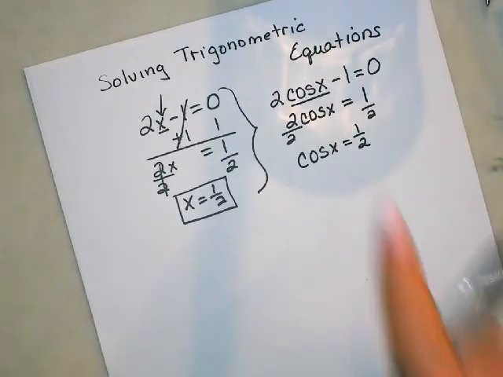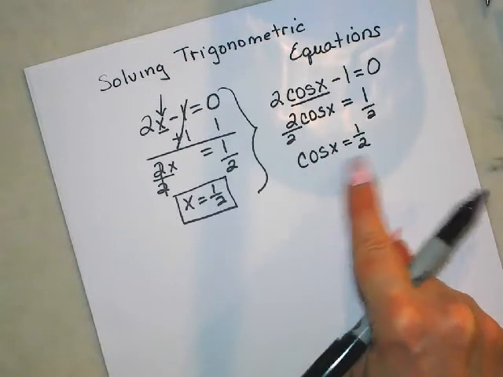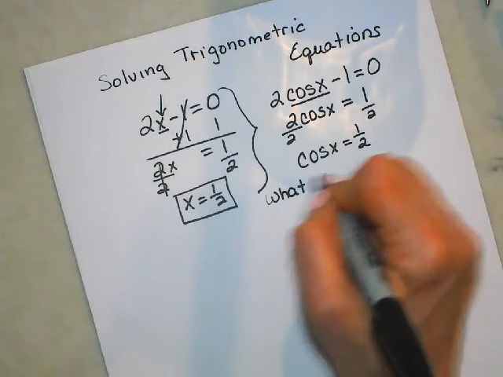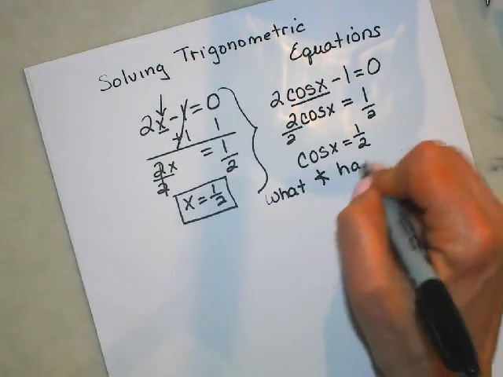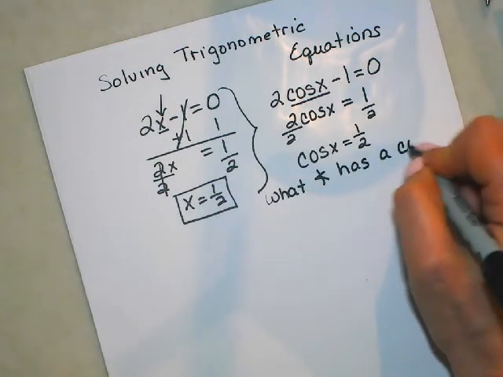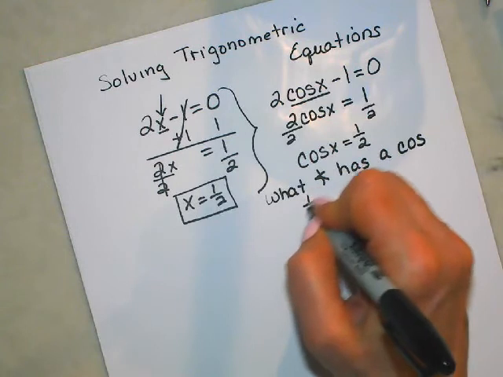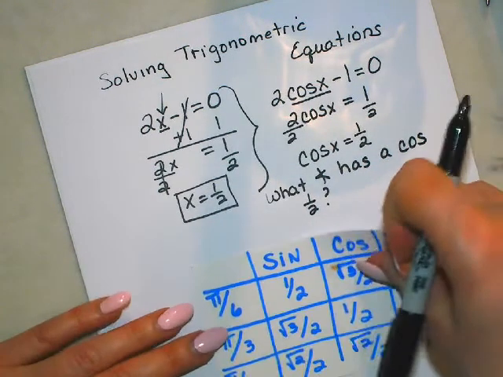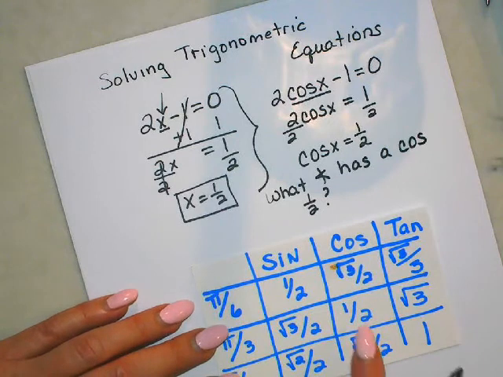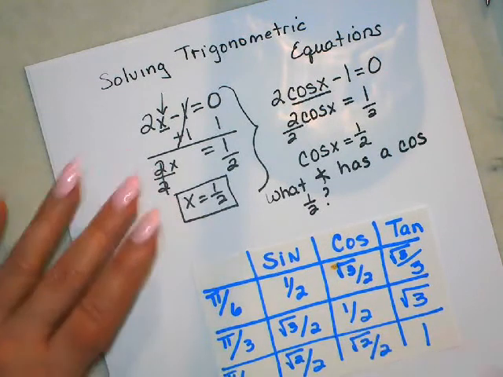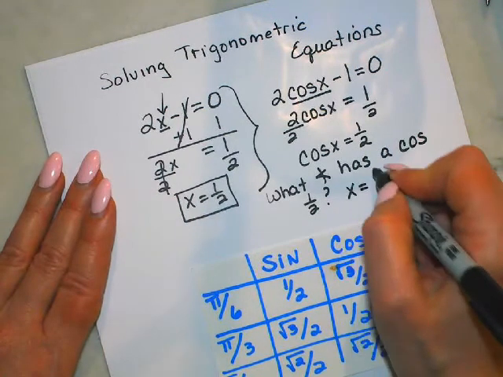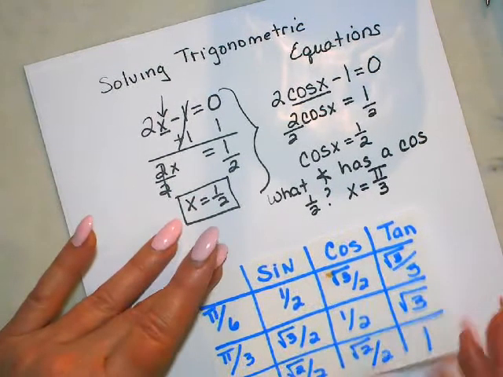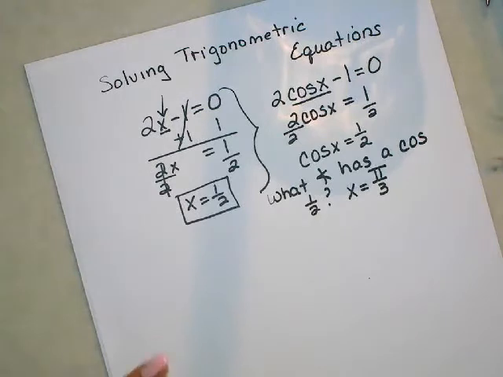But technically, I haven't solved for x. What this question is saying is, what angle has a cosine of 1/2? So you'll take out your little cards, and I can see that cosine of 1/2 is pi over 3. X equals pi over 3. That's what I need to solve for. I need to find the angle.